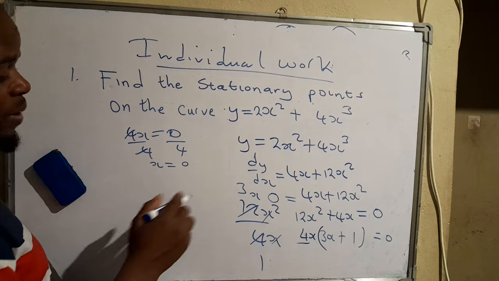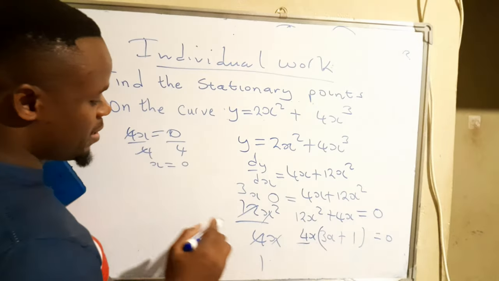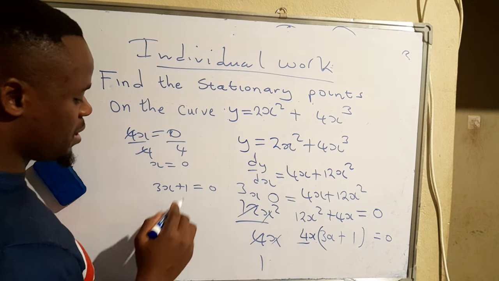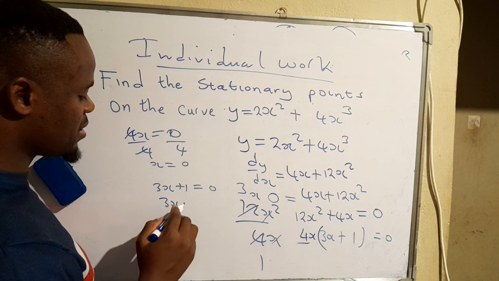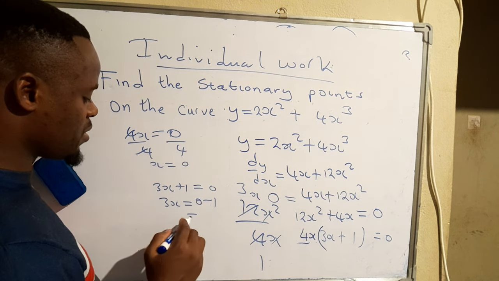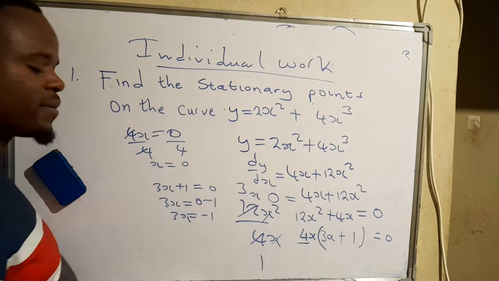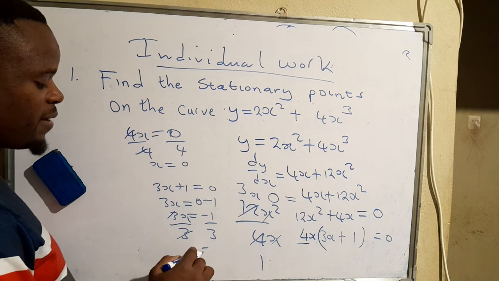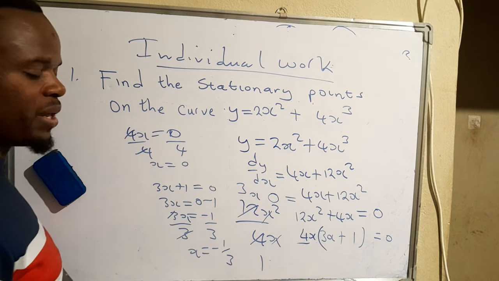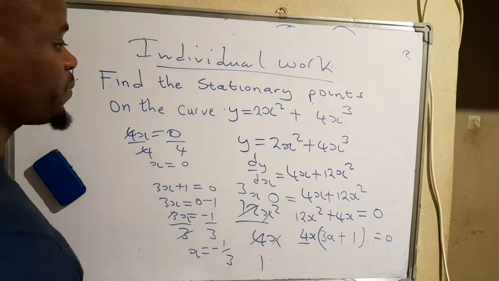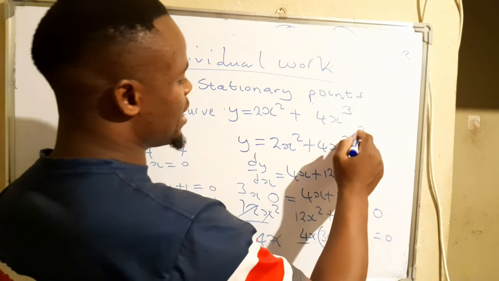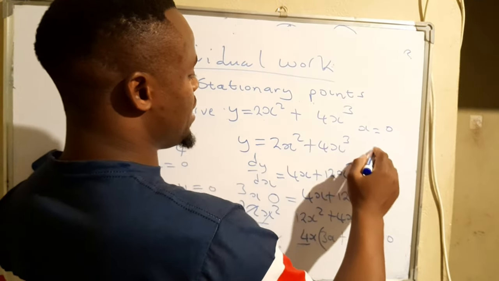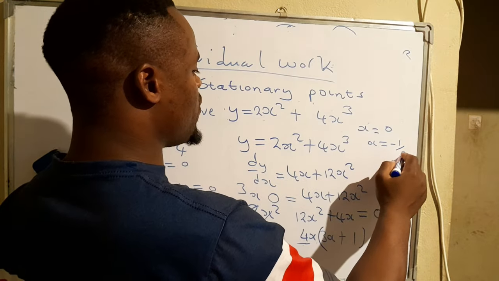Then we can also pick what's on the inside: 3x plus 1 is equal to 0. So 1 will go to the other side, and we have 3x equal to 0 minus 1, which is negative 1. Then we can divide both sides by 3, and we have x is equal to negative 1 over 3. So we have the values of x as x is equal to 0, and x is equal to negative 1 over 3.